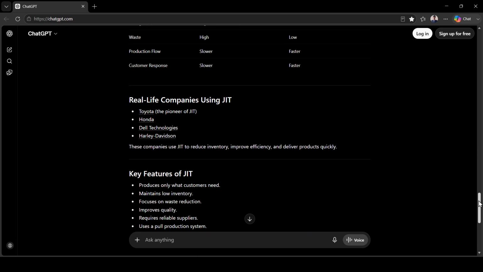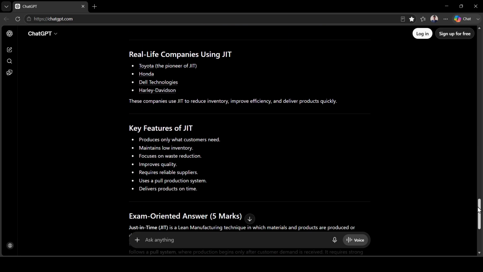Real-life companies using JIT: Toyota, the pioneer of JIT; Honda; Dell Technologies; Harley Davidson. These companies use JIT to reduce inventory, improve efficiency, and deliver quality products quickly. Key points of JIT: products are produced only as customers need, maintain low inventory, focus on waste reduction, improve quality, require reliable suppliers, use a pull production system, and deliver products on time.